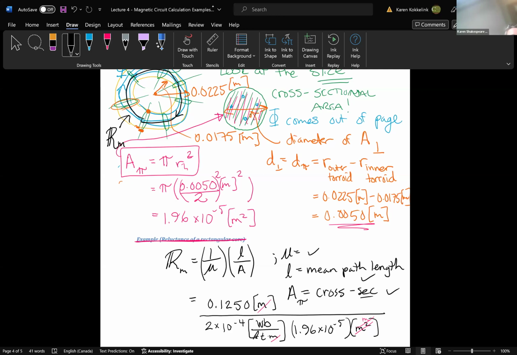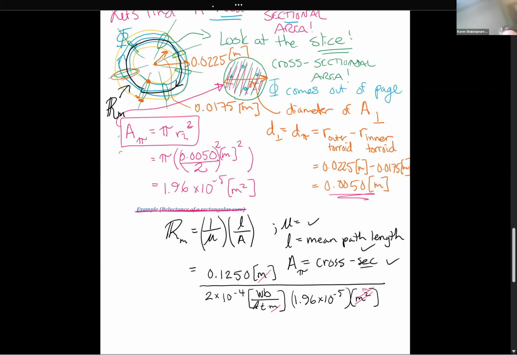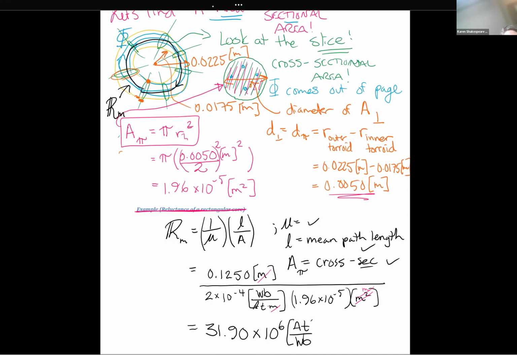So we want to keep all of these units so that we do a very good job of not having any inaccuracies in our math. If we were to calculate this, we would get 31.9 times 10 to the 6 amp turns per Weber. And that's the answer to the question. Therefore, the reluctance of this circuit is 31.9 times 10 to the 6 amps per Weber that's trying to get through it. And that is our answer.